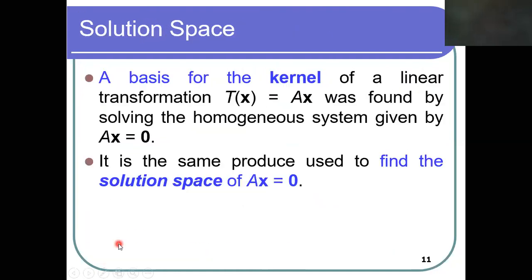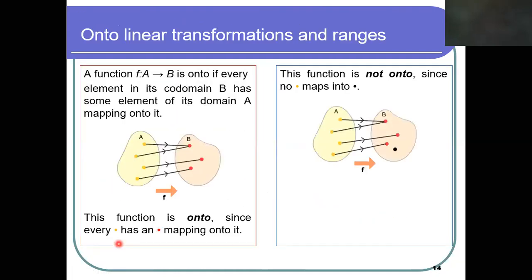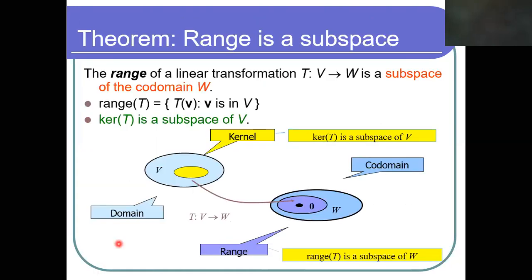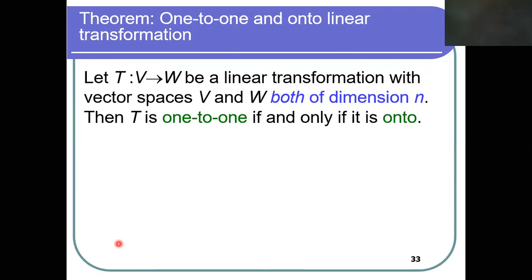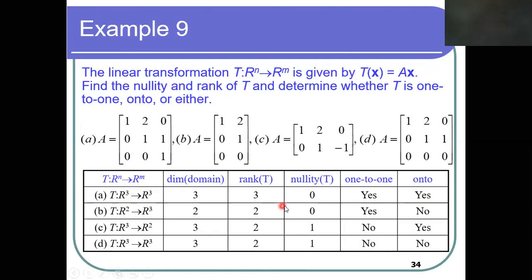In that case, dear student, if you go into the examples, example number 9, here you have the kernel of the transformation is 0. I mean to say the nullity of this transformation corresponding to this matrix B is 0. It is 1 to 1. Another thing is that it is not onto.